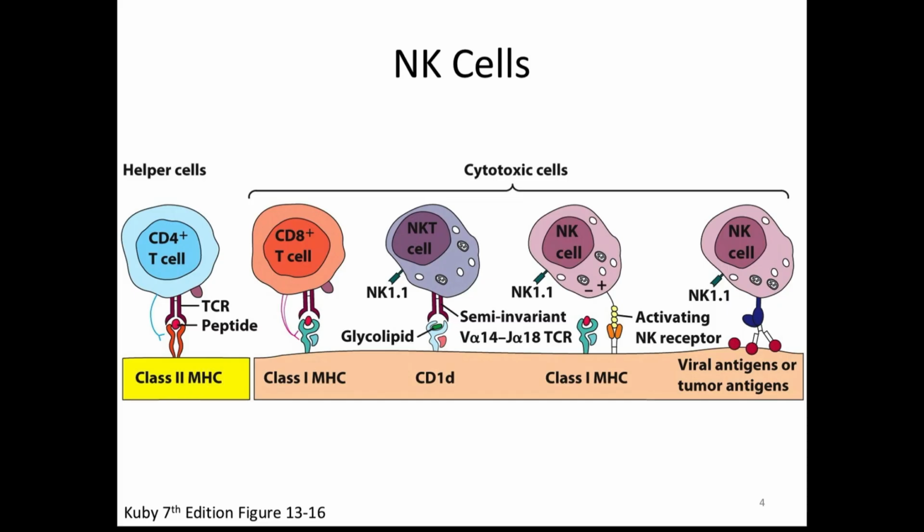And they do not have a T cell receptor, and they also don't have CD3. There actually are some T cells that also have NK1.1. They're weird T cells called NKT cells, the ones that are responding to lipid. Our NK cells don't have a T cell receptor, don't have CD3, but they do have this marker NK1.1. And so that's one of the ways that we distinguish them.